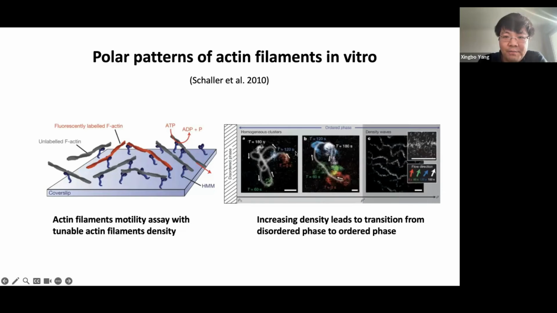You actually have these kinds of homogeneous clusters, and then you gradually move into this kind of density wave phase, right? So it's a very rich dynamical behavior, but in essence, this kind of order phase transition and this type of propagating wave phases are all predicted with a simple self-propelled particle model.